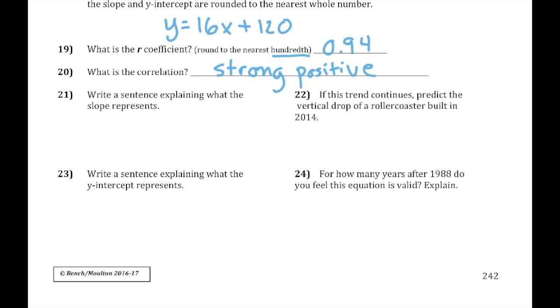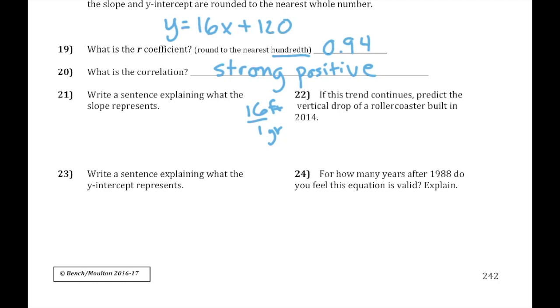So we have a few more questions. We're going to write a sentence explaining what the slope represents. Well, in this case, our slope is 16. And remember, if we write it as a fraction, it'll help us. So let's write it as 16 over 1. So 16 would be our change in y, which is going to be our feet in vertical drop. We're increasing 16 feet of vertical drop for every 1, and that's the number of years since 1988.